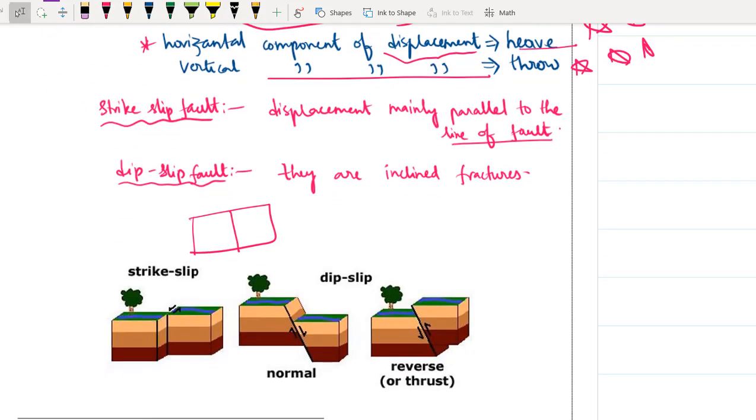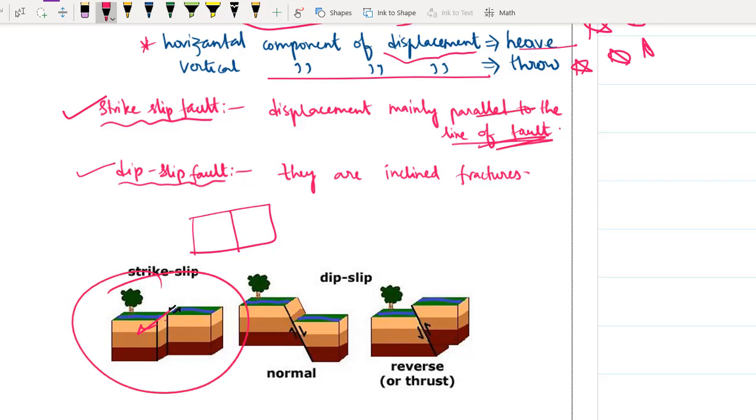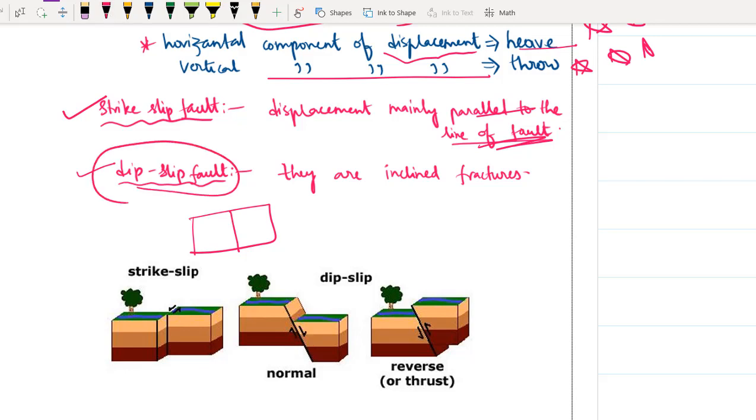So there are two types of faults which we basically study. One is strike slip fault, the other is dip slip fault. Okay, if the displacement is parallel to the line of fault, you can clearly see here, right? If it is just in the parallel direction and nothing more, we'll be calling it a strike slip fault. But if the displacement is along the inclination of the fracture, then we'll be calling it a dip slip fault. Clearly you can see it has moved downwards, or it could move upward, it doesn't matter, then we'll be calling it a dip slip fault.